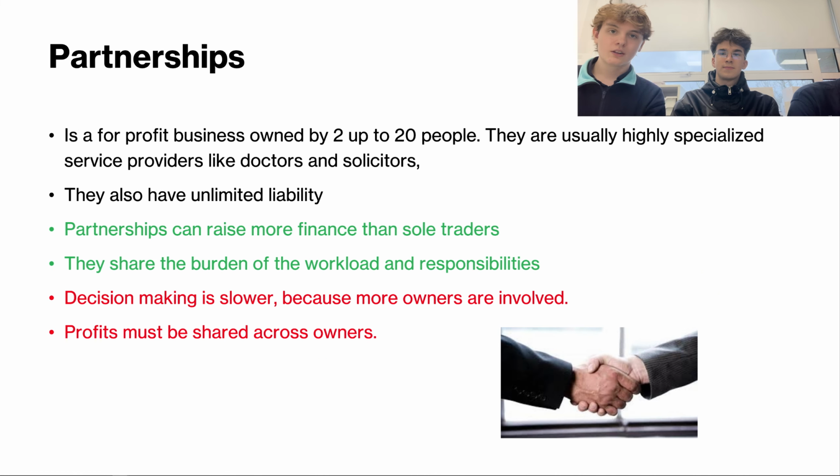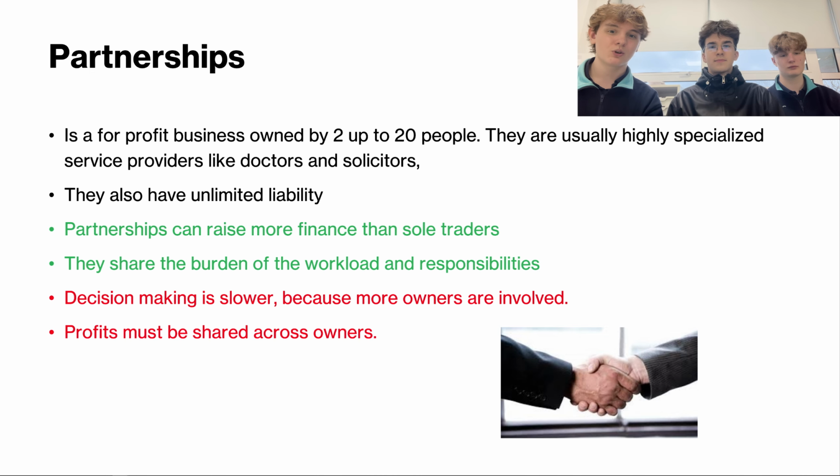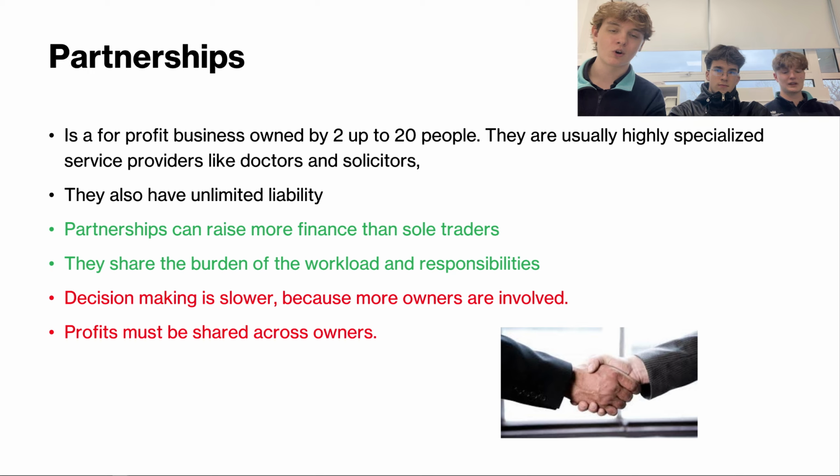So yeah. So partnerships. Now these are for-profit businesses that are owned by from 2 to 20 people. They're usually highly specialized service providers like doctors or solicitors, and they also, like sole traders, have unlimited liability. Now, partnerships generally can raise a lot more finance than sole traders, and they share the burden of workload and responsibilities. Decision-making can be slower because there are a lot more owners involved. So similar to the first video that we made, the chain of command is a lot longer, and they have to get the opinions of a lot of different owners, and profits must be shared across owners.